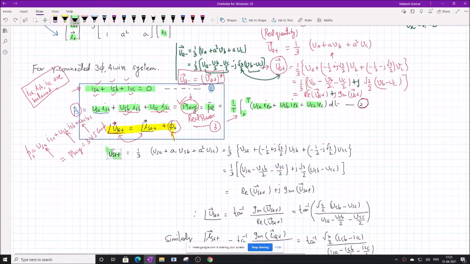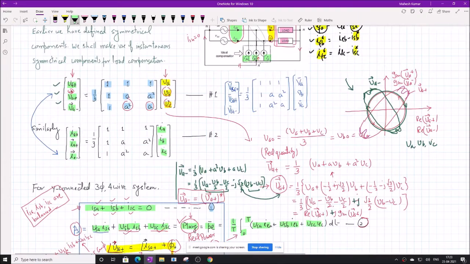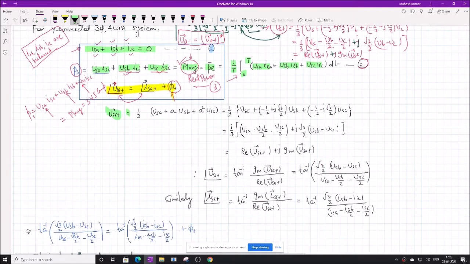This BSA plus complex quantity is equal to 1 by 3, using the symmetrical component, this one, into this. So this becomes BSA plus A into BSB, which we solved just a few minutes back, plus A square into BSC. Substituting A and A square here, we have found this becomes BSA minus BSB by 2 minus BSC by 2 plus j root 3 by 2 into BSB minus BSC. As I said, this is the real part and this is the imaginary part.